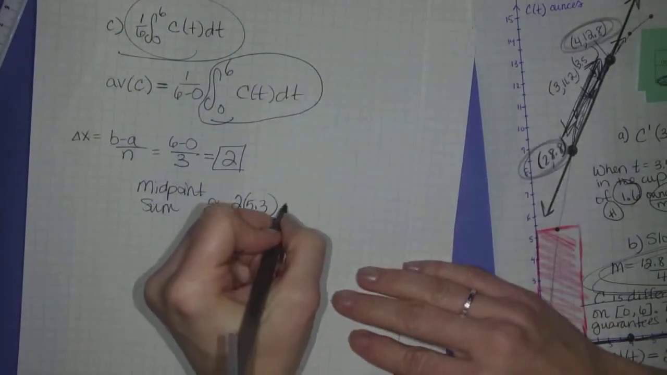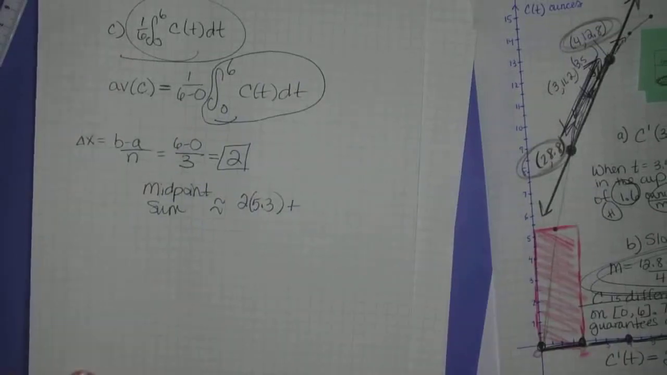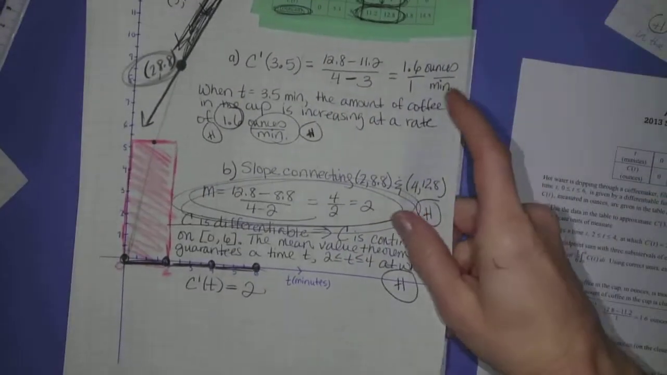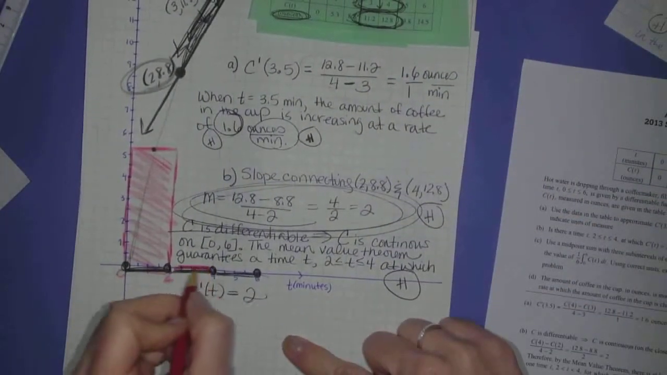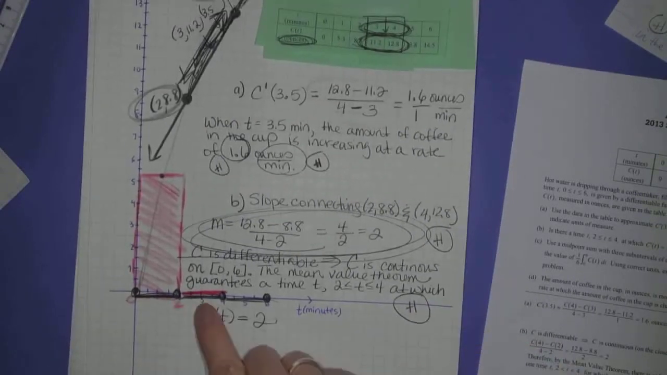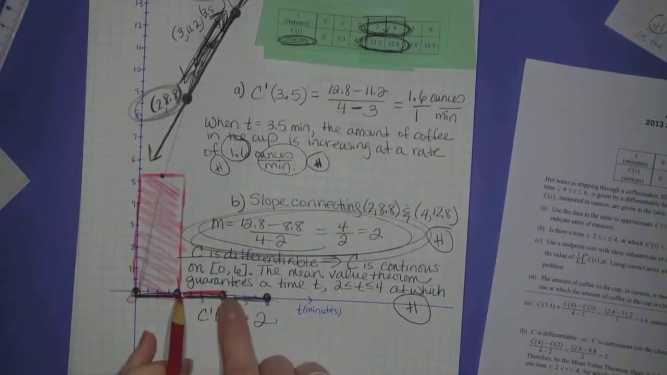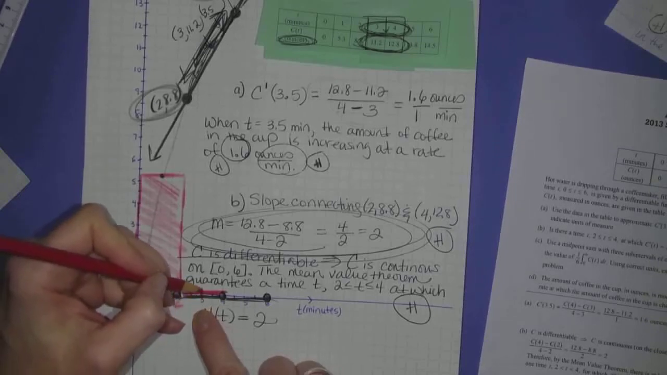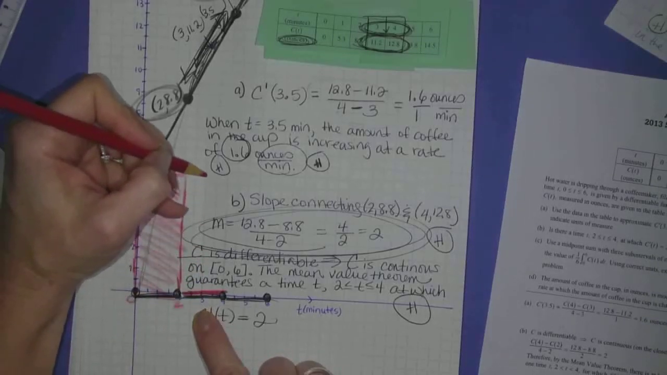Now I got to add my next one. My next rectangle is also going to be 2 wide, but it'll be higher because I pull up at the midpoint between 2 and 4. The midpoint is 3, so I pull up at 3. Where was I at 3?